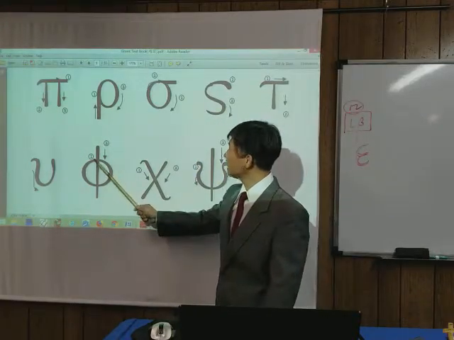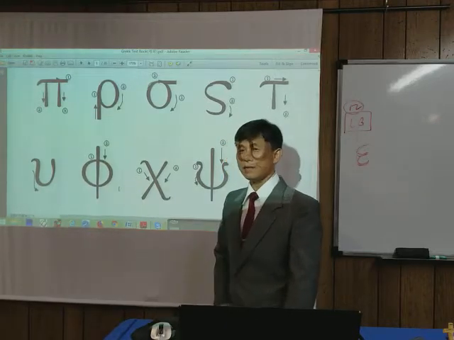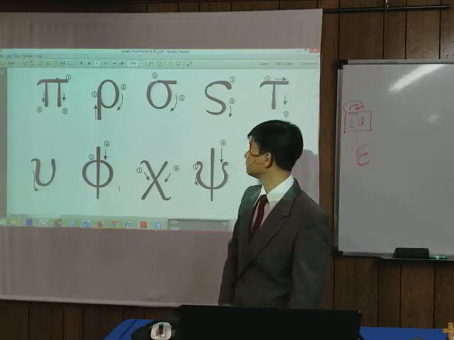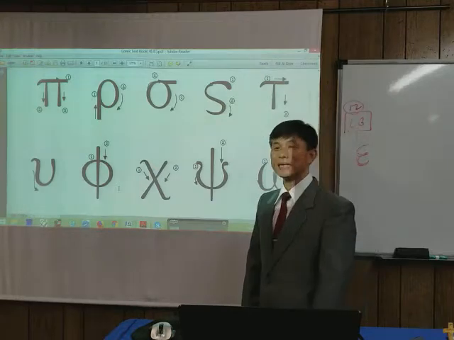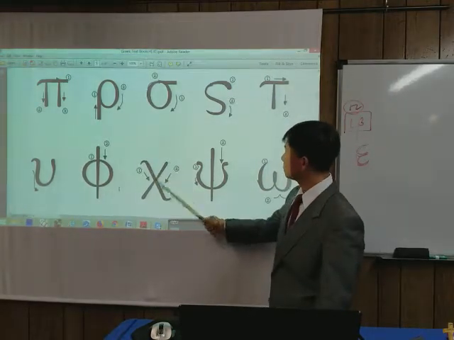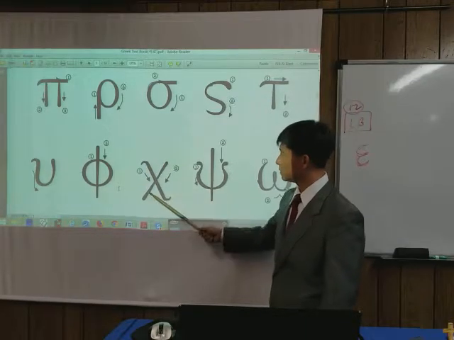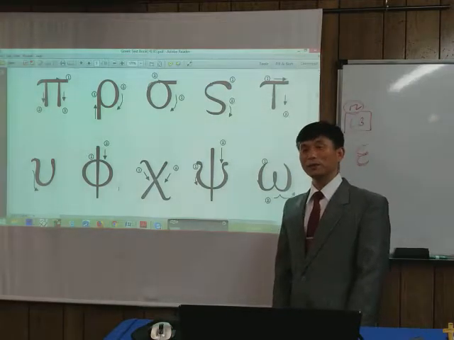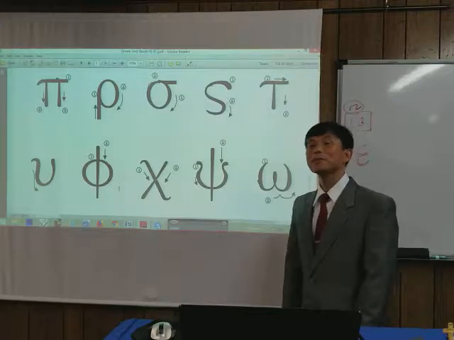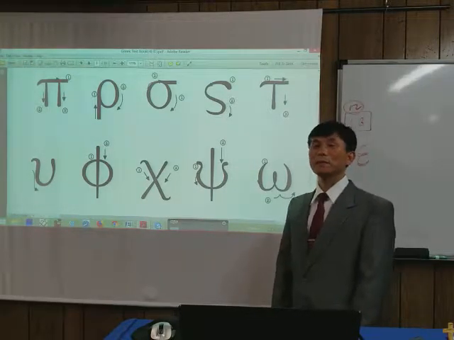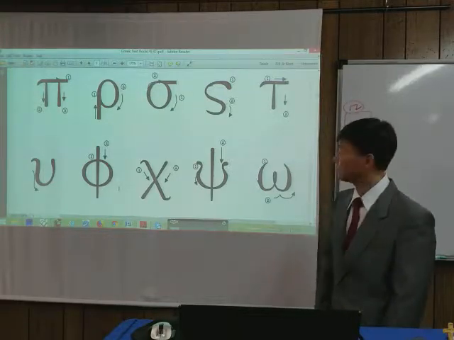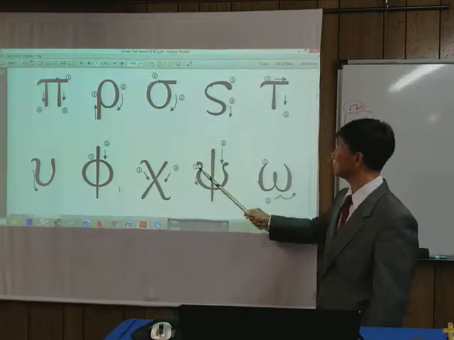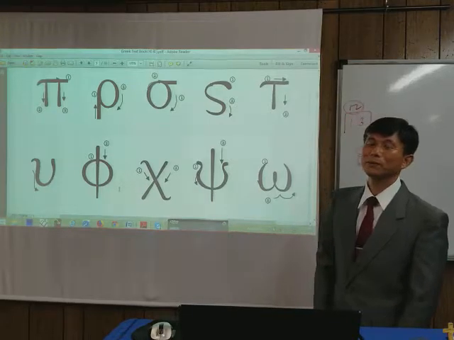So Upsilon. And next one, Phi. Right? Phi. Okay? So 1, 2. And then next one is Chi, 1, 2. Okay? Chi. And then next one is double consonant, right? The name of the alphabet? Psi. Which is the sound is PS sound. Psi, okay? So 1, 2, okay, Psi.